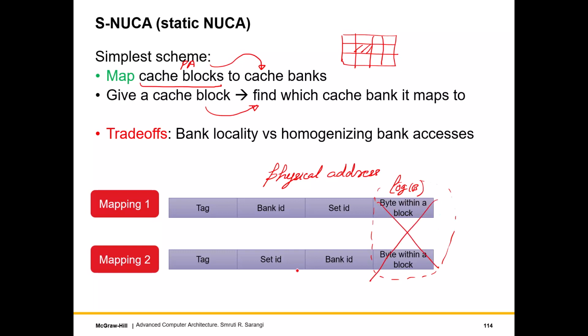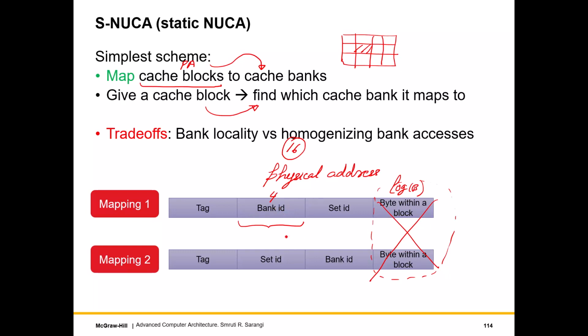This is not important. And then in a traditional set associative cache, we had the set ID and the tag. Now we have an additional bank ID, which is a couple of bits that we reserve for saying which bank it is. Let's say if there are 16 banks, then this will be a 4-bit field, which will essentially tell us which bank we need to go to.